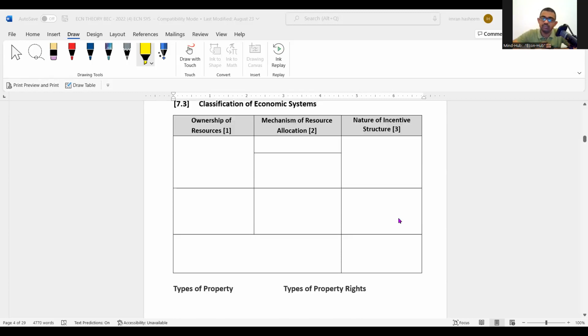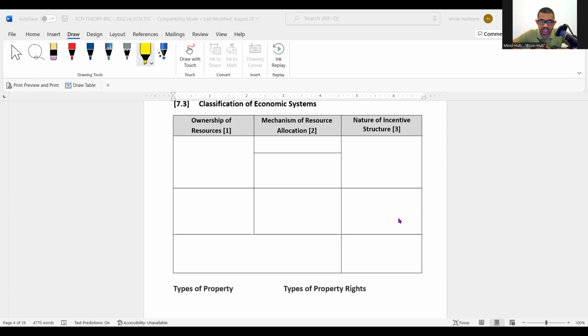Then can you quickly tell me, based on mechanism of resource allocation, how do we categorize countries? There we go. I'm getting some answers. Brilliant.